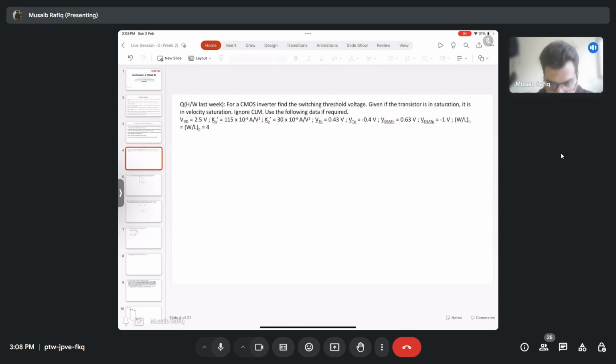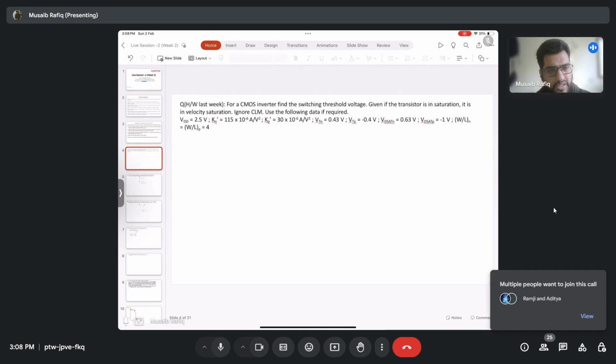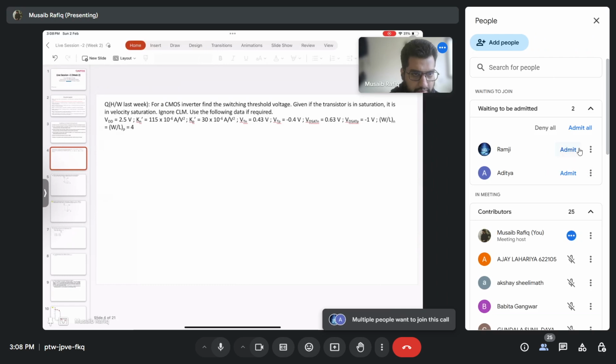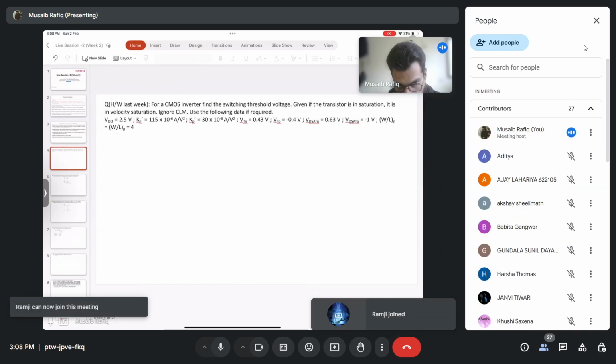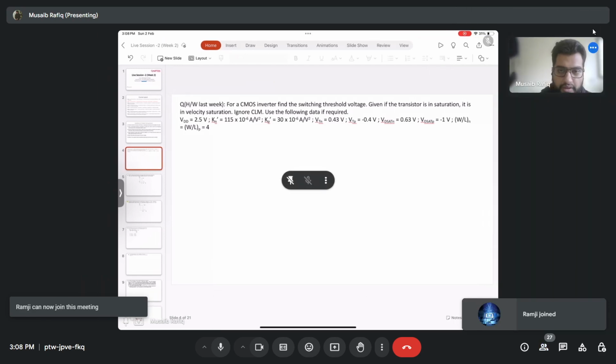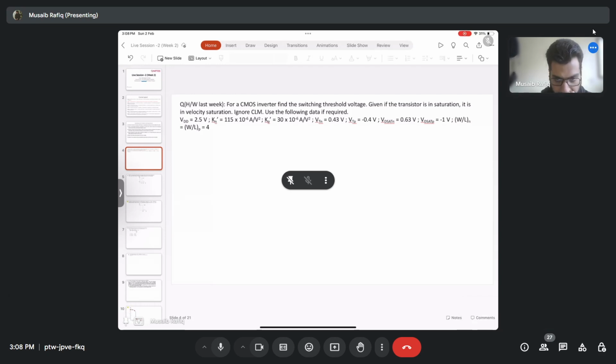So let's start with the first question. In fact, it's the question from last week, which I had given you as homework. I already gave you some hints related to this question because it was already being discussed. So we have this question here, which was a homework assignment for the last week session. The idea was to find the switching threshold of the CMOS inverter using the following data. It followed the same pattern as the previous question that we had last time.